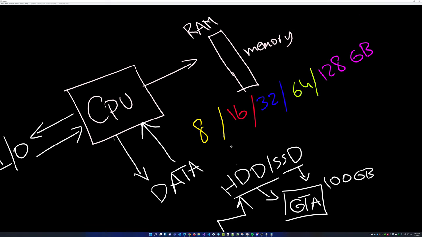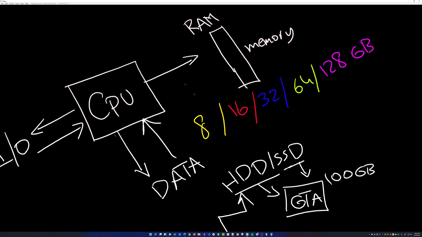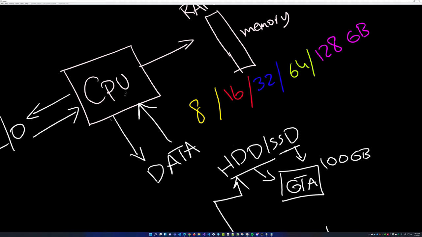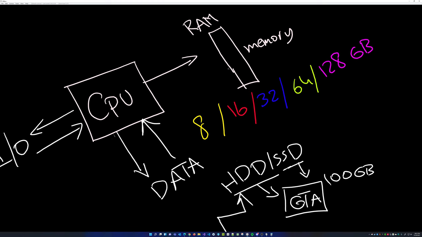So what engineers have done is they've created RAM. When you open a game for the first time, what happens? A small chunk of that game is loaded temporarily into RAM. Obviously, GTA is 100 GB, and you have, let's say, 16 GB of RAM, so GTA is not going to fit in its entirety into RAM. So we load a small chunk of that game into memory.